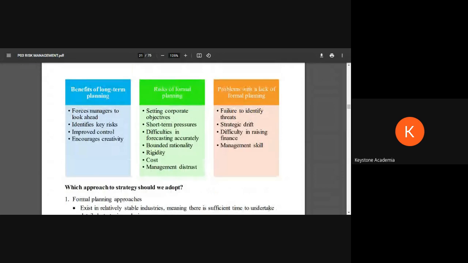The last one is management skill. When you don't have a long-term plan, the management should be very, very skillful. Because here everything is set up, even average managers can do it because they know what the step after A is, then B, then C. Here there is nothing planned. The skill of management will be very, very important.